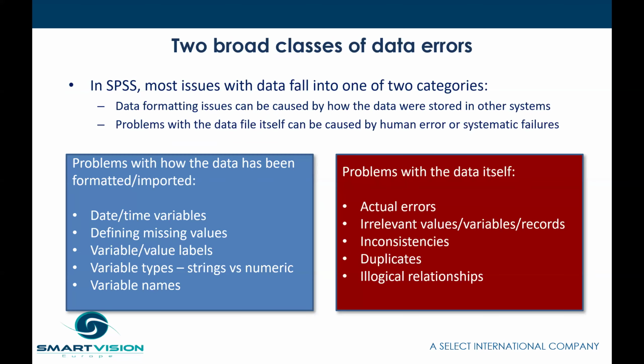So I've broken the problem area, if you like, into two categories. The first is problems with how the data has been formatted or imported. So when you read the data and you say that doesn't look right, or I need to change that, or that field name makes no sense, or there's a value in there which should be defined as missing or not applicable, or I can't tell what those categories mean and I need to attach a label to explain what they are. The second is problems with the data itself: actual errors, irrelevant records or records outside the scope of the analysis, inconsistencies, duplicate rows, illogical relationships.